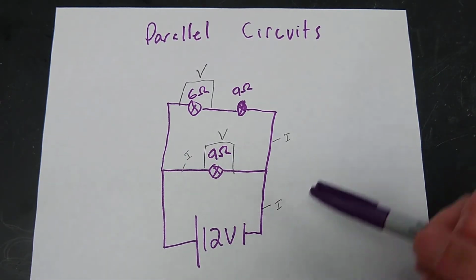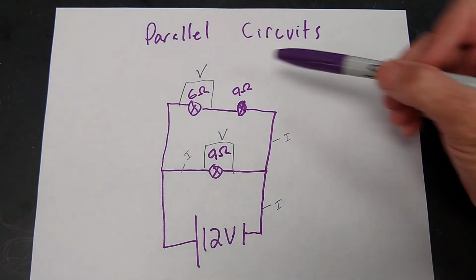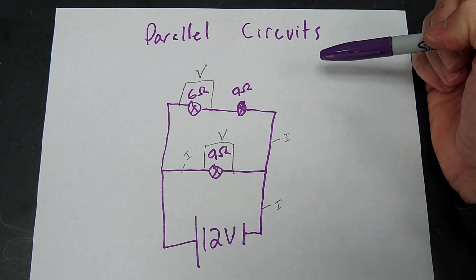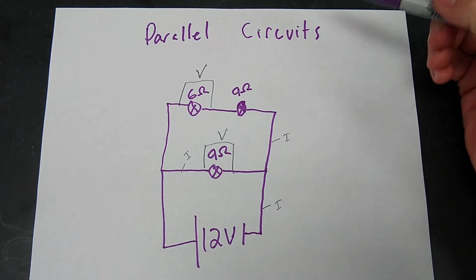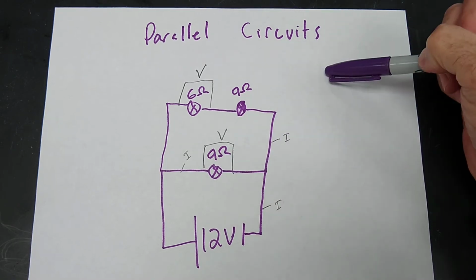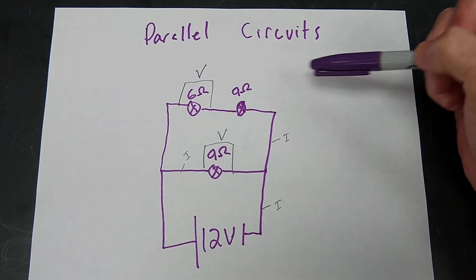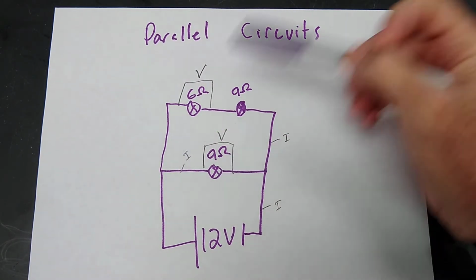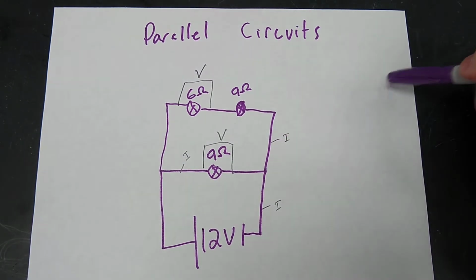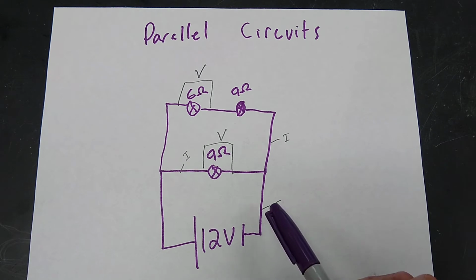So the first one is, what is the voltage drop across this bulb? Okay, question number 2. What is the voltage drop across this bulb? Question number 3. What is the current right here? What is the current right here? And then what is the current right here?